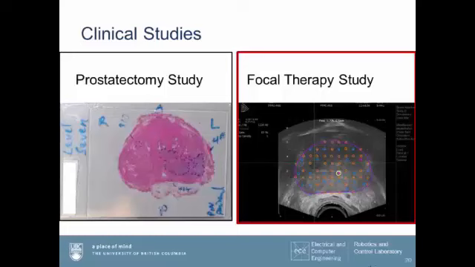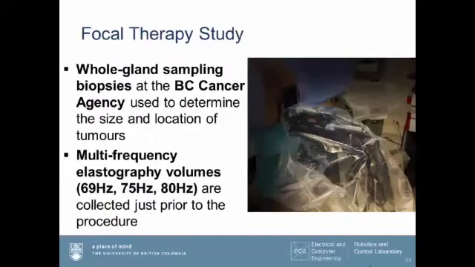The next study that's still going on, this is a much newer study, but it's part of an investigation into focal therapy. And so the way we do this is they have at the BC Cancer Agency whole gland sampling biopsies where they take 30 to 40 cores of the prostate rather than the conventional 6 that they take almost blind in regular biopsies. But in this way we can determine the size and location of tumors within the prostate. So then we have a map of where they are.